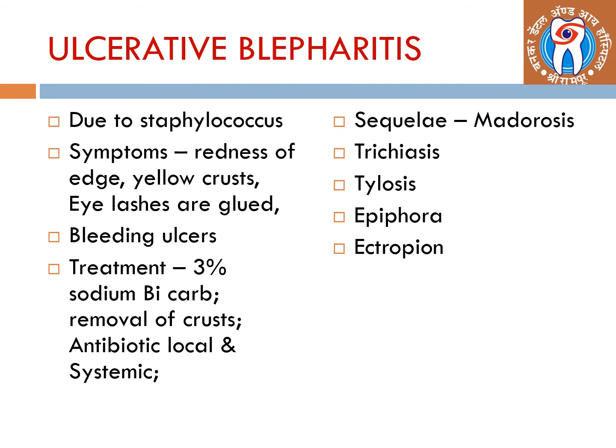The sequelae of ulcerative blepharitis are destruction of hair follicles resulting in the loss of eyelashes, called madarosis. If ulcers are large, then on healing there is cicatricial tissue which may give rise to misdirection of the eyelashes called trichiasis. The edge of the lid may become hypertrophied and droop down, which is called tylosis.